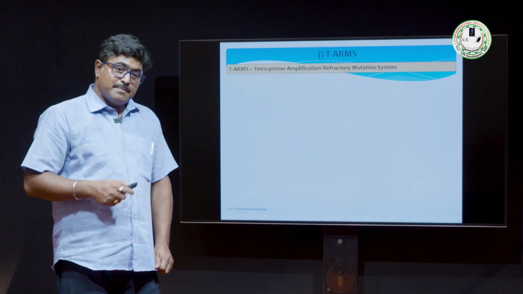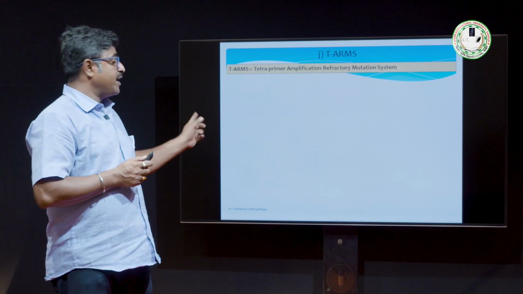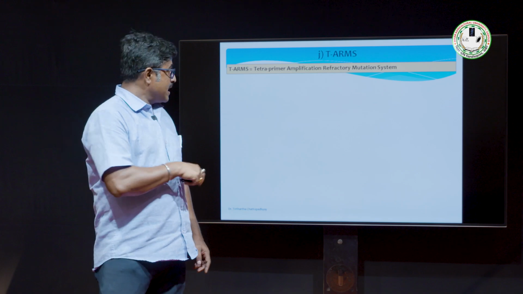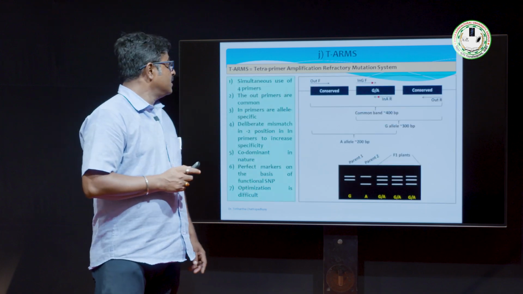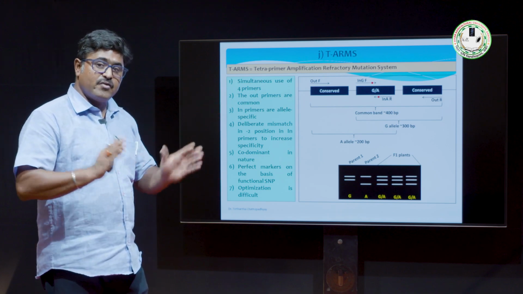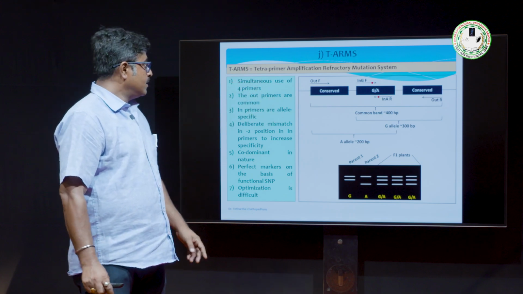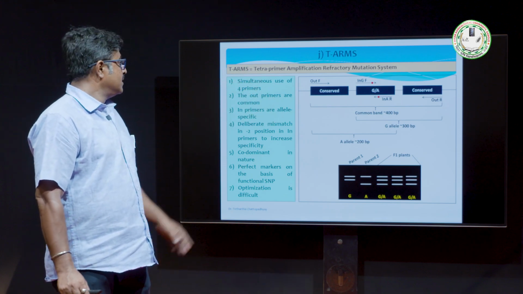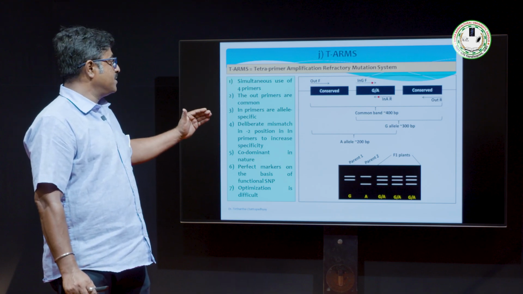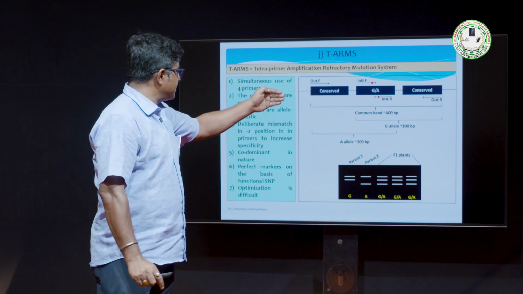Now coming to another gel based technique, that is T-ARMS, which does not require any restriction digestion to find an SNP. The full form is tetra-primer amplification refractory mutation system. Here we use 4 primers, right? Two primers are out forward and out reverse. They will give the band in all varieties. Now if the SNP is G or A, then we have one inner primer that ends in G and a second inner primer which ends in A. The G primer is a forward primer and the A primer is a reverse primer.